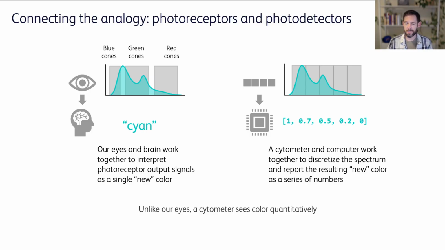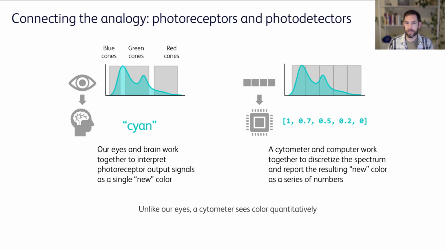Our rods and cones, primarily our cones for color vision, are sensitive to different parts of the spectrum to differing degrees. So we could think of our photoreceptor cells as some being more sensitive to blue, some more sensitive to green, and some more sensitive to red. And when we see a new color, our brains interpret that signal coming from those photoreceptor cells to see what we call a new color, like cyan.